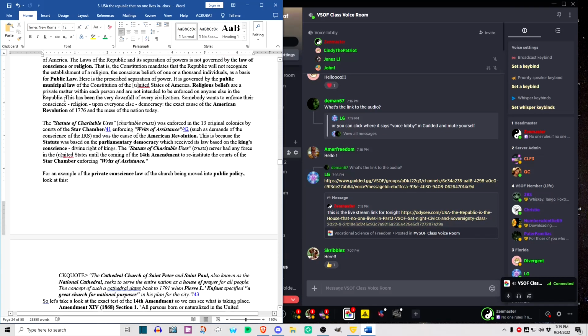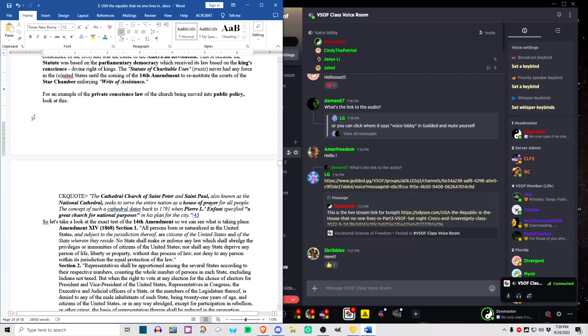The statute of charitable uses, charitable trusts, was enforced in the 13 original colonies by courts of the Star Chamber, enforcing writs of assistance, such as demands of the conscience of the IRS, and was the cause of the American Revolution. This is because the statute was based on the parliamentary democracy, which received its law based on the king's conscience, divine right of kings. The statute of charitable uses, trusts, never had any force in the United States until the forming of the 14th Amendment, to reinstitute the courts of the Star Chamber enforcing writs of assistance. Again, this is thou shalt not because I say so.